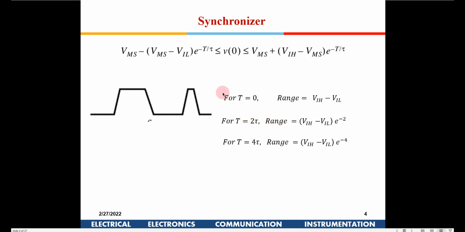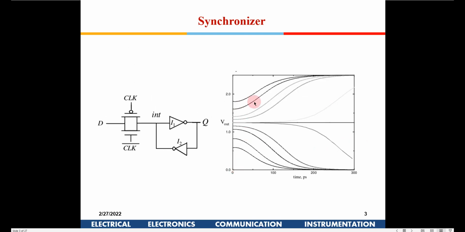Okay, so now what you see is, if I wait for 4 tau, the range of input voltage which will cause a problem will further decrease. That means if I am employing a synchronizer and I keep waiting for a longer time, then the range which is going to cause a problem is decreasing exponentially. Isn't it? That is logical, right?